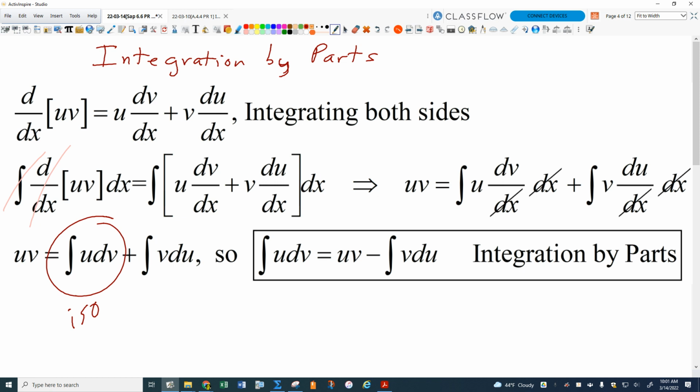Okay, you might be thinking, well, what good does that do us? I still end up with an integral in my answer. And sometimes it does you no good, but sometimes it does. It's good in situations where this is an easier integral than that. Okay, yes?